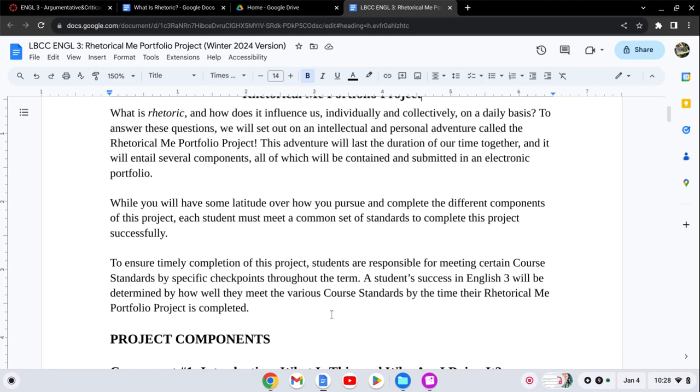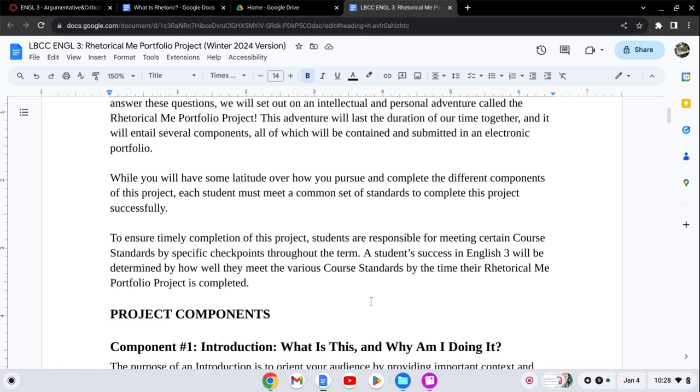And then again, at the very end of the term, when you submit the very finished version of your Rhetorical Me Portfolio Project, I will fill out another rubric, and that rubric will be the one that I use to determine your final grade in the course overall.